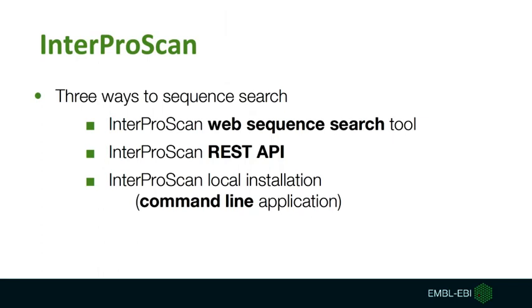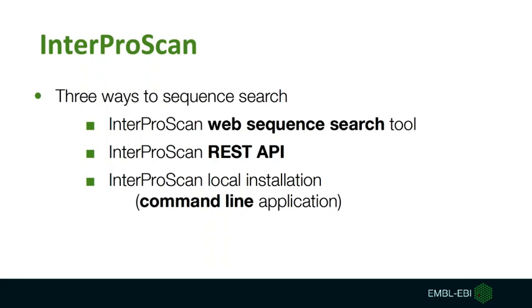There are three ways basically. One is to use the web sequence tool, and that's if you just have one sequence and you want to have the functional information for that particular sequence. The next way is using the InterProScan REST API. This also allows you to analyze one protein sequence of interest. And then the last way you can use is to basically install InterProScan on your computer, and you can run as many sequences as you can.